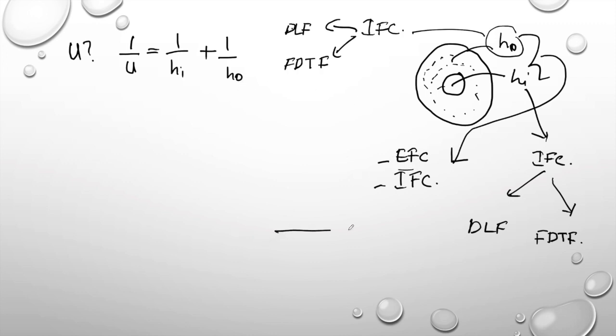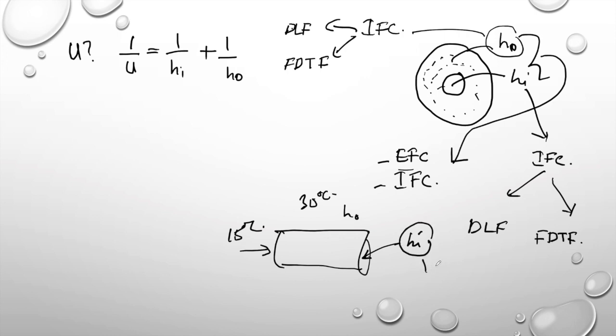Let's say you have a pipe. Okay, this pipe is exposed to the ambient where the air is at 30 degrees Celsius, and the fluid flowing inside is water at 15 degrees Celsius. So now you have h_out and here is h_i. Okay, this h_i is internal forced convection. What about h_out? h_out is external forced convection.